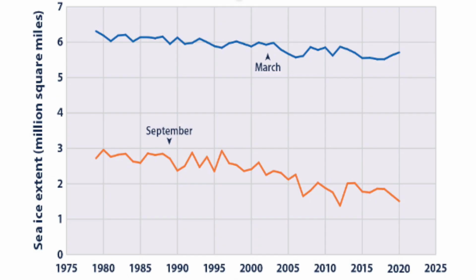If we put this on a graph, you can see that winter sea ice cover hasn't changed very much since 1980. It's only changed by about 10%. But summer sea ice cover, on the other hand, has reduced by about 50 to 60% of what it previously was.